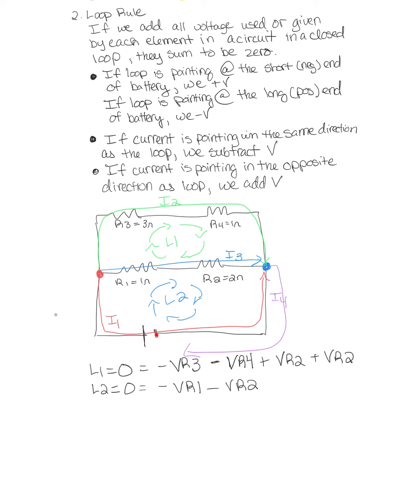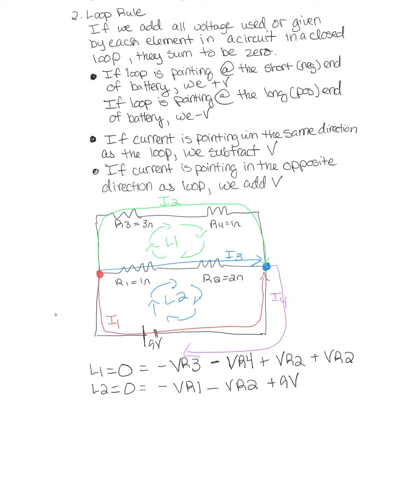Well, what happens when we get to a battery? So this isn't a resistor, this is the battery. Now this has nothing to do with how the current is flowing in regards to how the loop is flowing. This has entirely to do only with the loop. So as we're going around the circuit, if the loop is pointing to the short end of the battery, which it is here, the negative end of the battery, then we're going to be adding the voltage, which let's make this 9 volts. Then we're going to add this voltage. So let's say plus 9 volts. Okay.